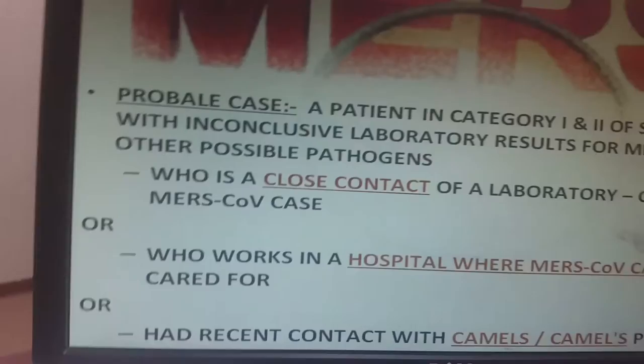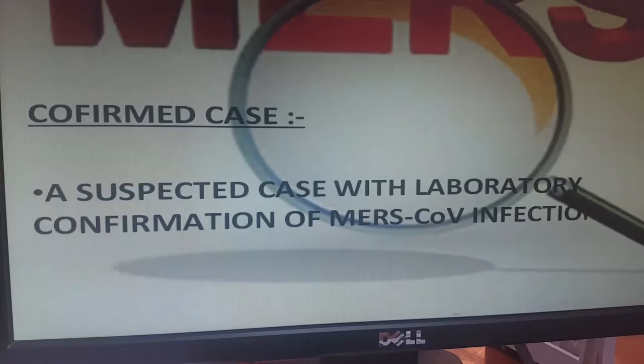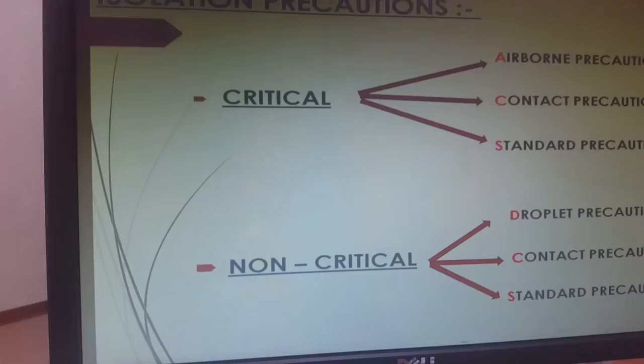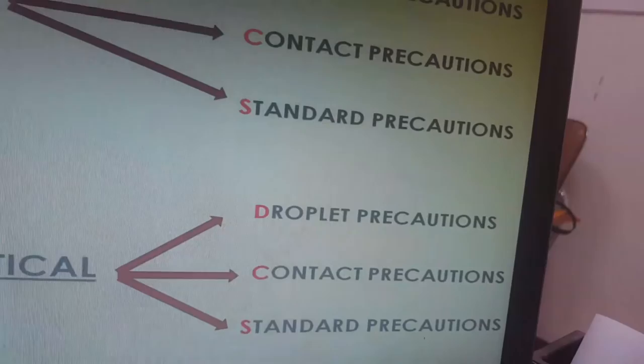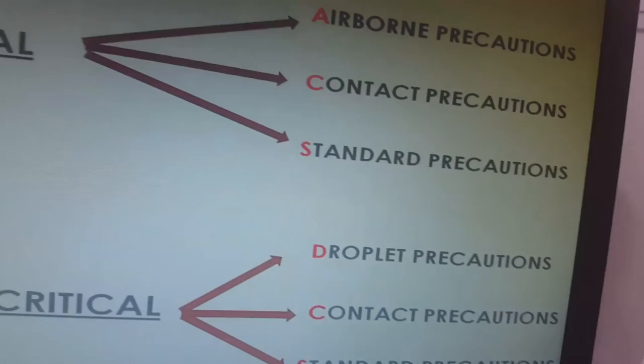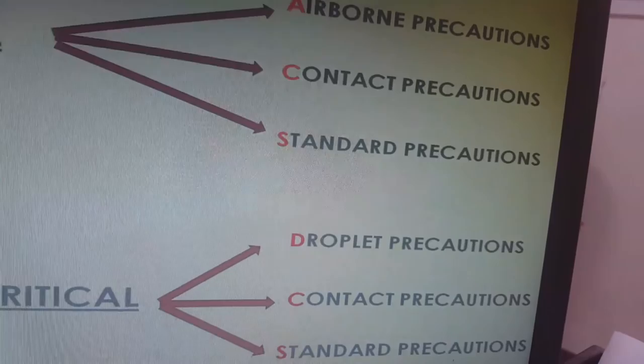Confirmed cases are confirmed by laboratory confirmation of MERS-CoV infection. Okay, what we will do for these cases is isolation. If critical, you have to use airborne, contact, and standard precautions. If the case is non-critical, you have to use droplet, contact, and standard precautions. Standard precaution applies to both critical and non-critical cases, and contact precaution is also used in both. Contact precaution means we have to use PPE: gloves and gowns.